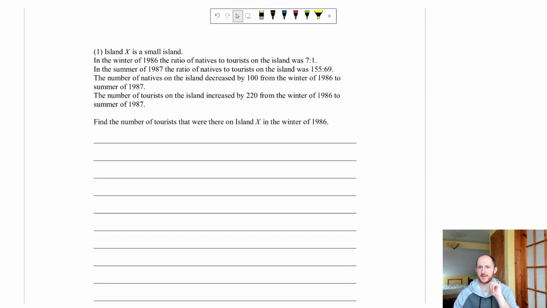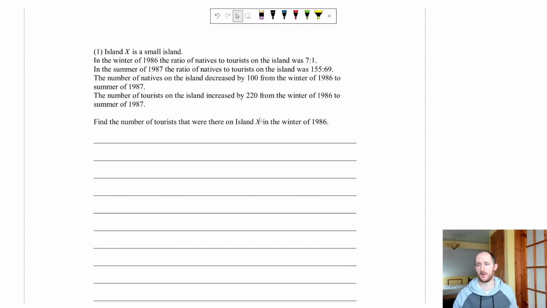So island X is a small island. In the winter of 1986, the ratio of natives to tourists was 7:1. In the summer of 1987, the ratio of natives to tourists was 155 to 69. Between 1986 and 1987, the natives decreased by 100 and the tourists increased by 220. So find the number of tourists that were on island X in the winter of 1986.